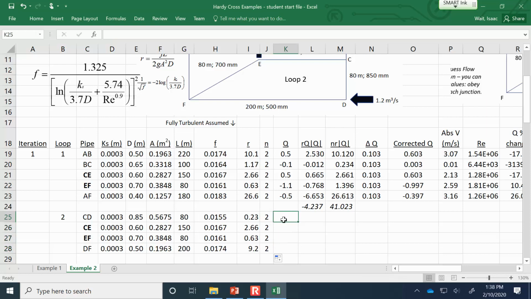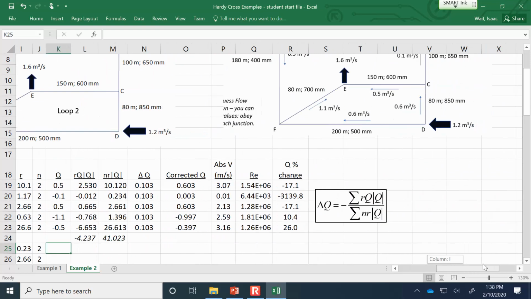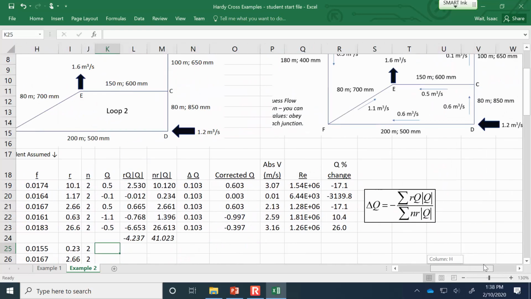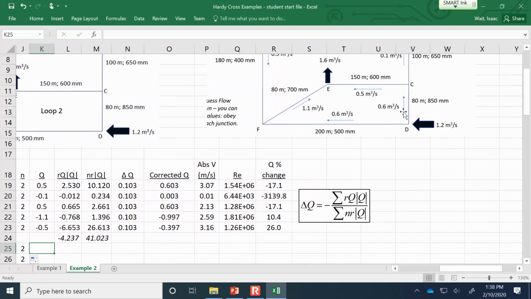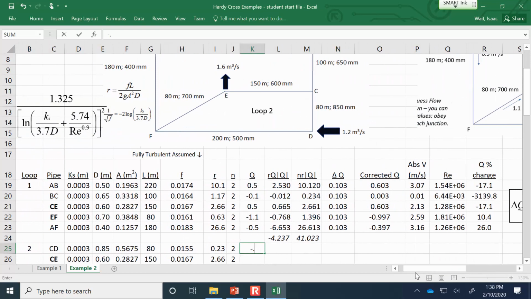All right, now with the Q, this is where we need to be kind of careful. We will have the initial guess for pipe CD, and my initial guess for CD was 0.6, and so I'm going to put in negative 0.6 because it's against clockwise since that arrow is going up. So negative 0.6, and you put in your flow rate there.